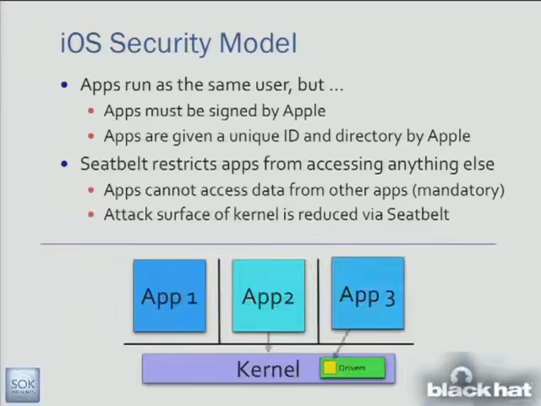For iOS, it's very similar, but it's implemented a different way. All the applications run as the same user. They run as the mobile user. However, all the applications are signed by Apple, and they're given a unique ID and a directory, and access to that directory is enforced by something called Seatbelt. Seatbelt enforces that separation between applications, and it also limits the attack surface of the kernel.